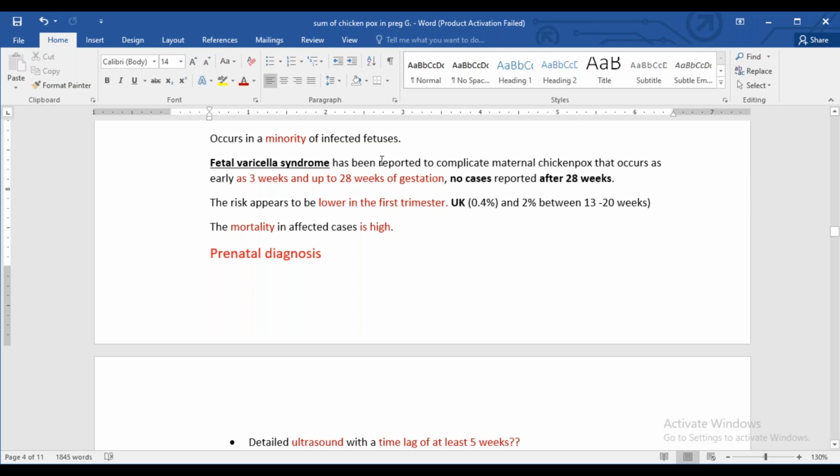Okay, the fetal varicella syndrome has been reported to complicate maternal chickenpox that occurs as early as 3 weeks up to 28 weeks of gestation, and there are no cases reported after 28 weeks. So if the fetus is going to have this varicella infection, it will be between 3 weeks up to 28 weeks.